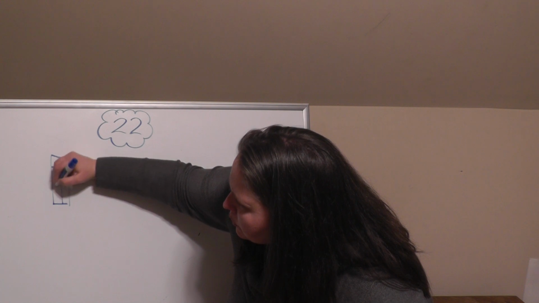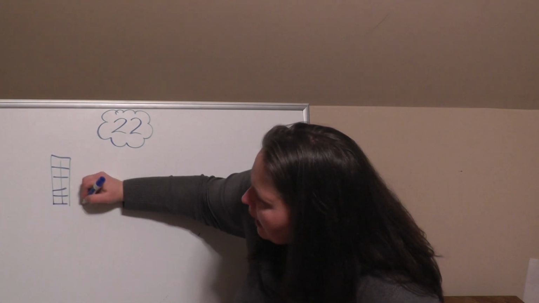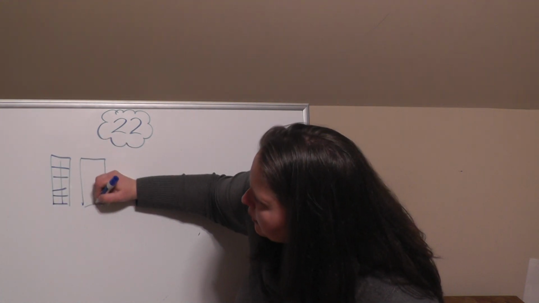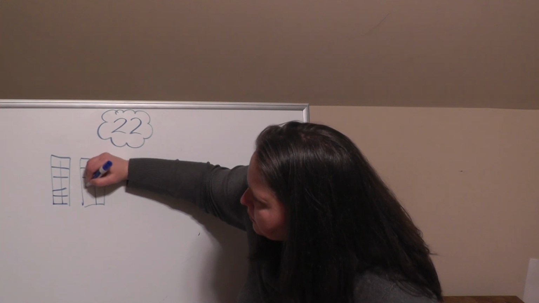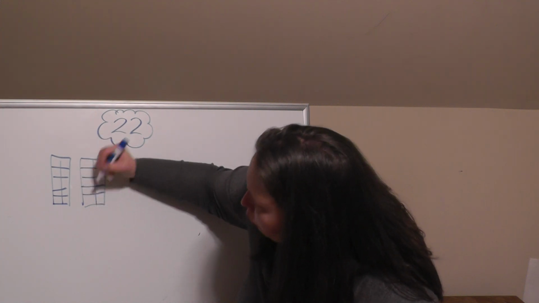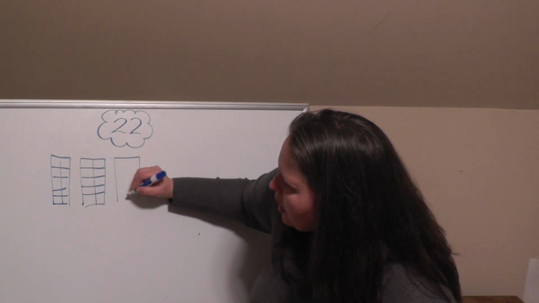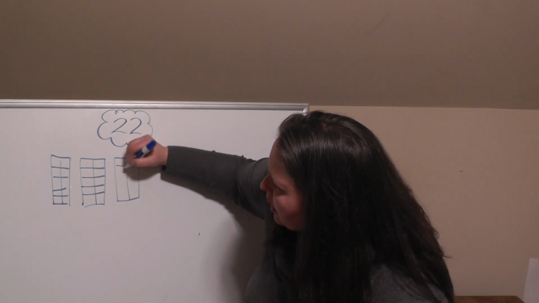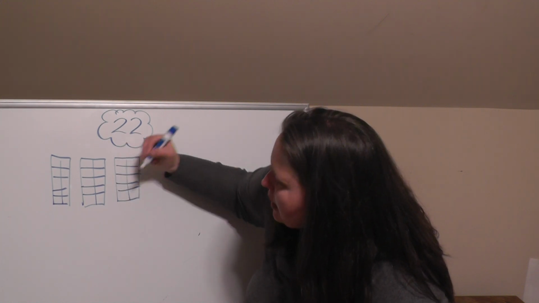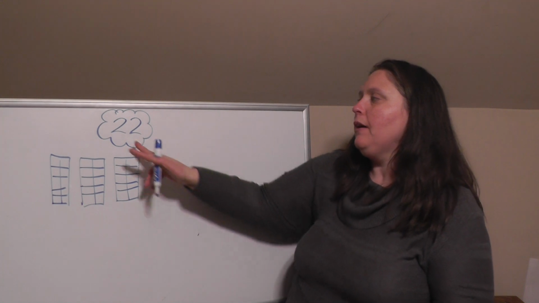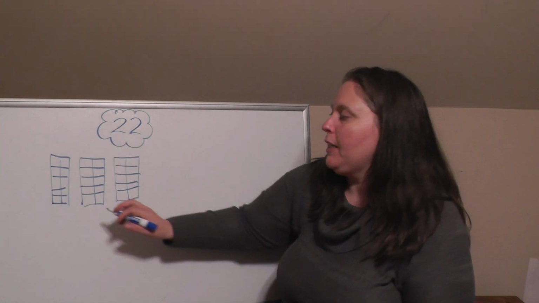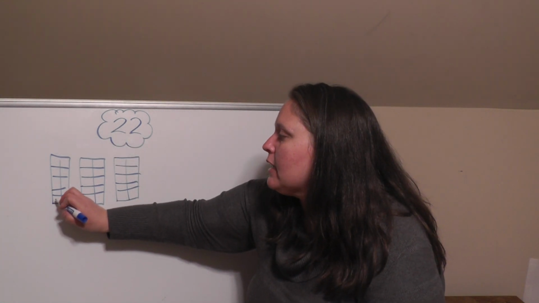So 1, 2, 3, 4. And we like to talk about what kind of chocolates we put in there. So with these kids, we are going to fill the order. So the order is for 22. So we're going to make chocolates.